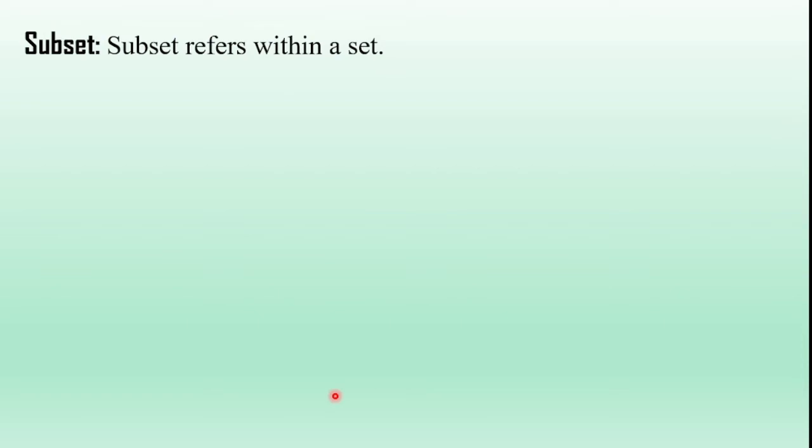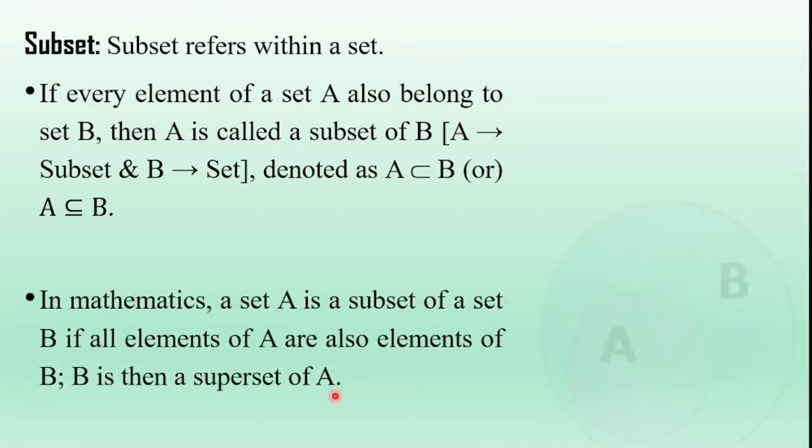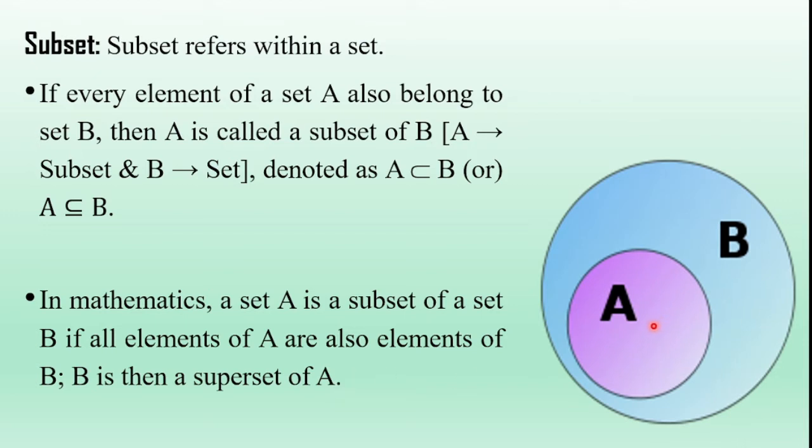And next coming to the subset. And what is a subset? The subset refers to this: if every element of set A also belongs to set B, then set A is called a subset of B. So now here capital B is the set and capital A is the subset, and if A is a subset of B, it is denoted mathematically by this notation. Now here capital A is the subset, B is the set.